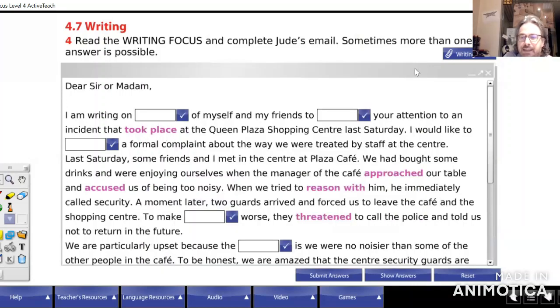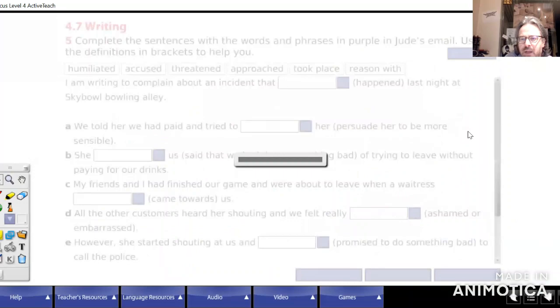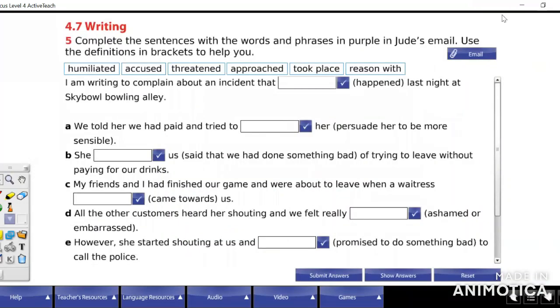And we then had this letter. And if you look, there's a couple of words which are in a different color, such as "took place." I wonder why that is the case. Well, let's find out why that is the case in the next exercise.